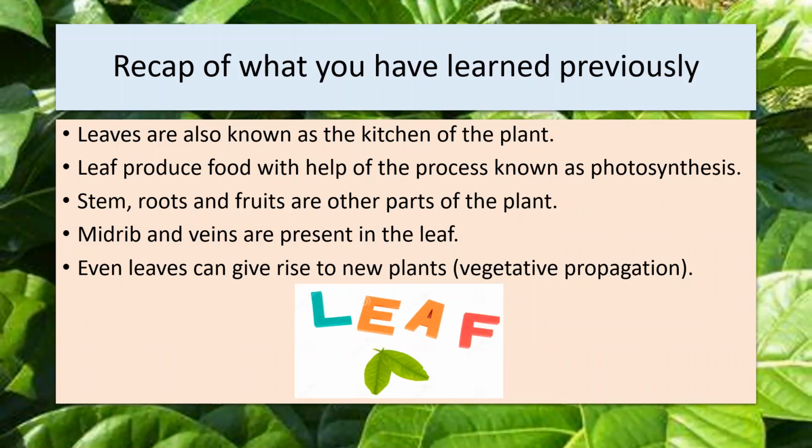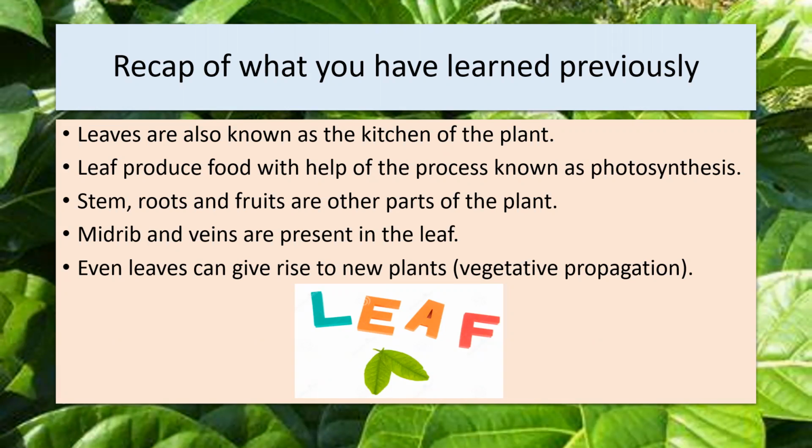Leaves are also known as the kitchen of the plant. Leaves produce food with the help of the process known as photosynthesis. Stem, roots, and fruits are other parts of the plant. Midrib and veins are present in the leaf. Even leaves can give rise to new plants. And it is not only leaves, it is also the stem and roots. And all of that is known as vegetative propagation. So we will be studying more about vegetative propagation by leaf.